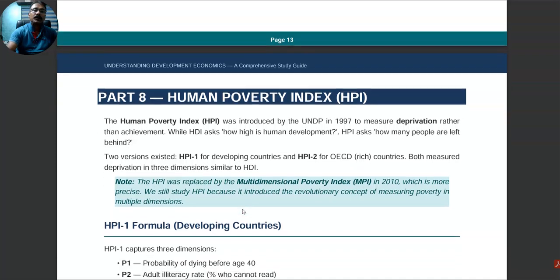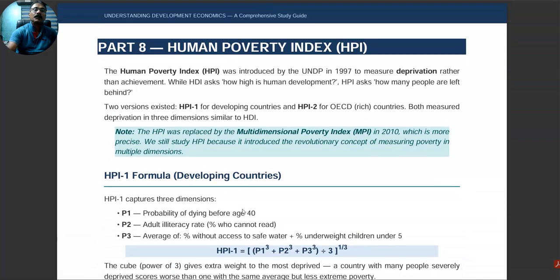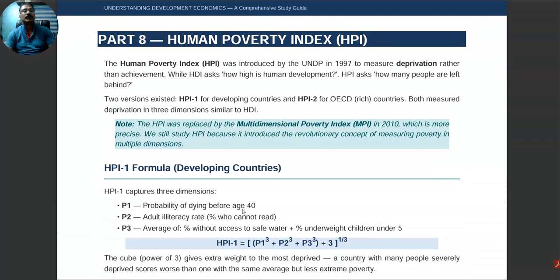Now, another important concept of development is the Human Poverty Index, HPI. The Human Poverty Index was introduced by UNDP in 1997 to measure deprivation rather than achievement. While HDI asks how high human development is, HPI asks how many people are left behind. Two versions existed: HPI-1 for developing countries and HPI-2 for the rich or developed countries.